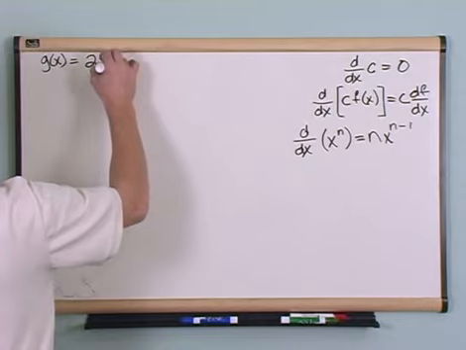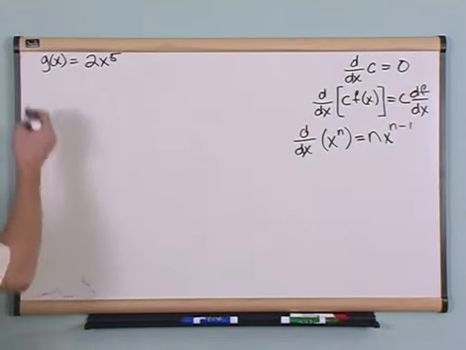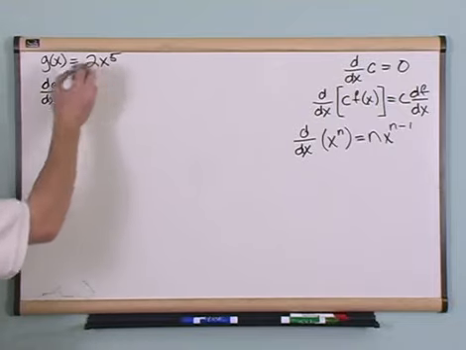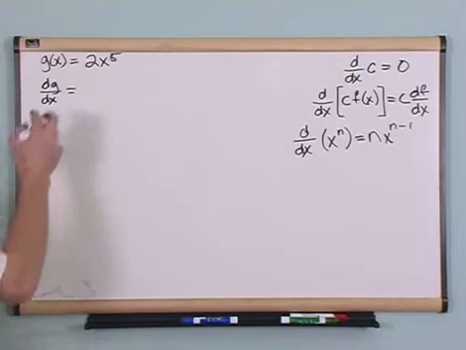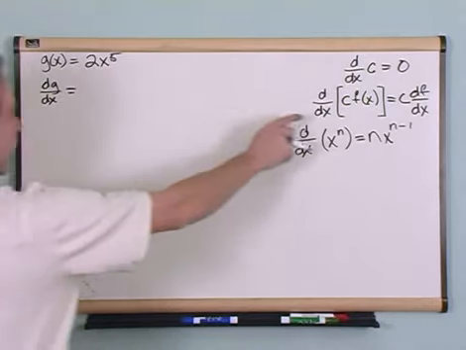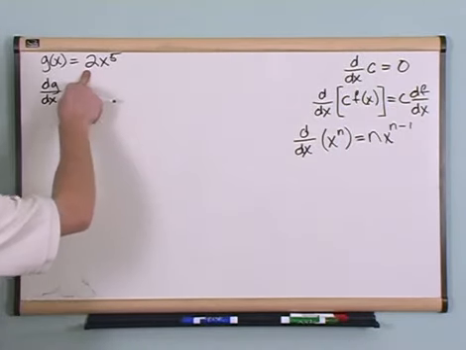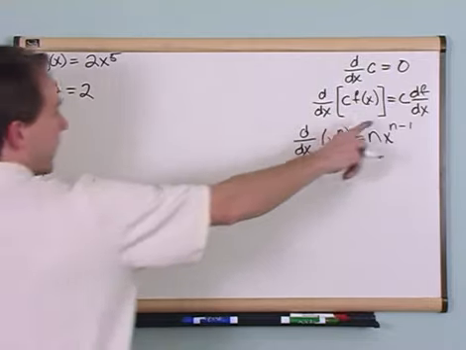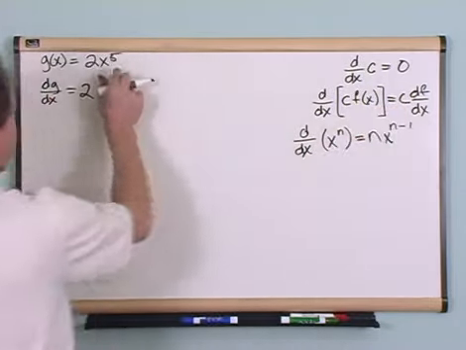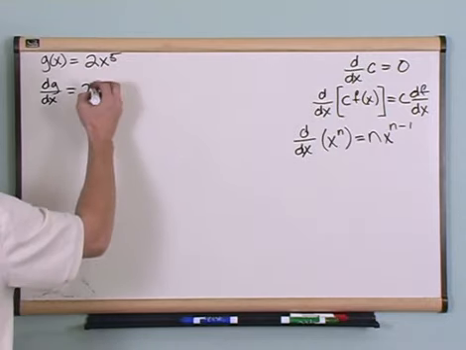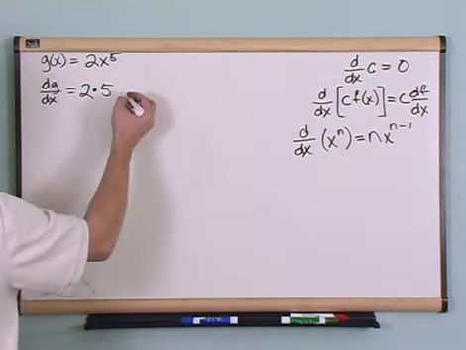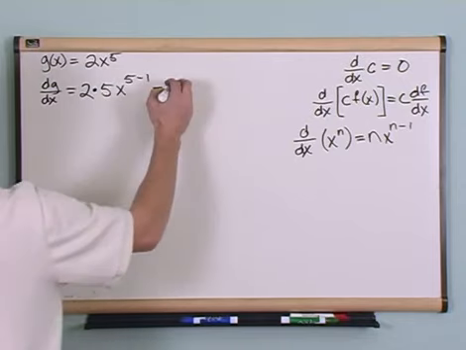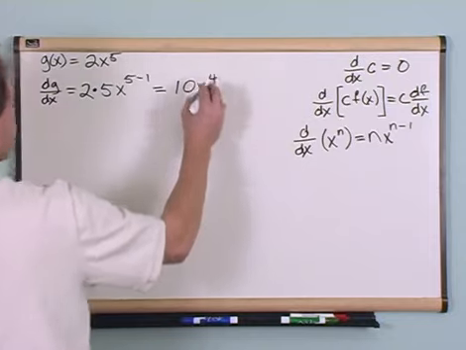if g of x is equal to 2 times x to the 5 power, then dg dx, the derivative of g with respect to x, is going to be, using this first property, it's 2 times a function of x, so I just write 2 down, because I can pull the 2 out, and now I just take the derivative of this part, x to the 5. So it's going to be times 5 x to the 5 minus 1, okay, which is 10x to the 4th.